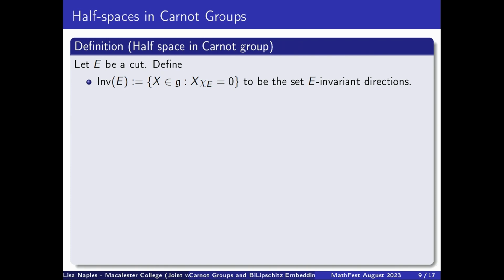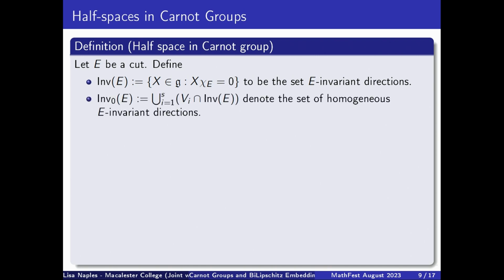So we define half spaces in Carnot groups as follows. Pick some cut E. We develop a set of E-invariant directions, or directions that send the characteristic function of E to 0. Then from there, we look at the set of invariant directions that also live in V_i for some i. We say that a set E has constant normal if our normal vector is in fact constant. Again, this definition of constant normal agrees with the Euclidean definition.